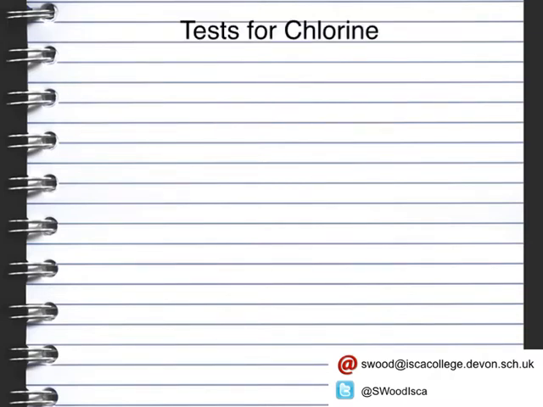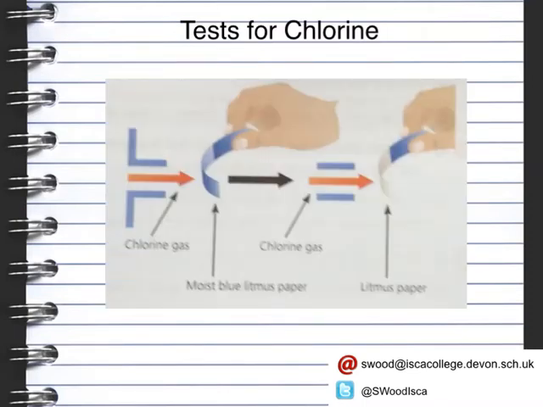In order to test which one is the anode and the cathode, you can test for where the chlorine gas is. You can see here you've got moist blue litmus paper, which means this is an alkali to start with. If the chlorine gas is being released, it will bleach the litmus paper, so it'll end up going a white colour as opposed to the red that you'd expect for an acid.